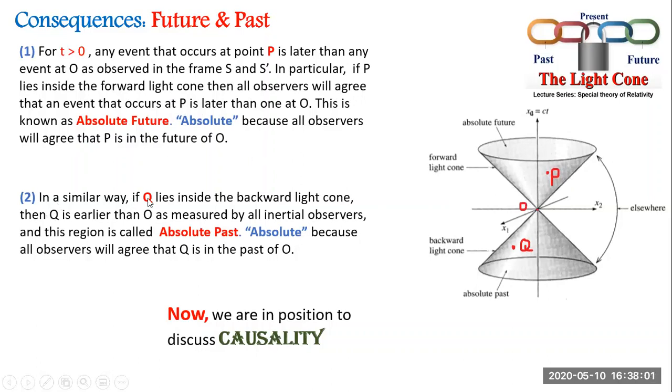In a similar way, if Q lies inside the backward light cone, then Q is earlier than O as measured by all inertial observers. And this region is called absolute past. Absolute because all observers will agree that Q is in the past of O. Here, by the points O, P and Q, you can assume any events. Now we are in a position to discuss causality.